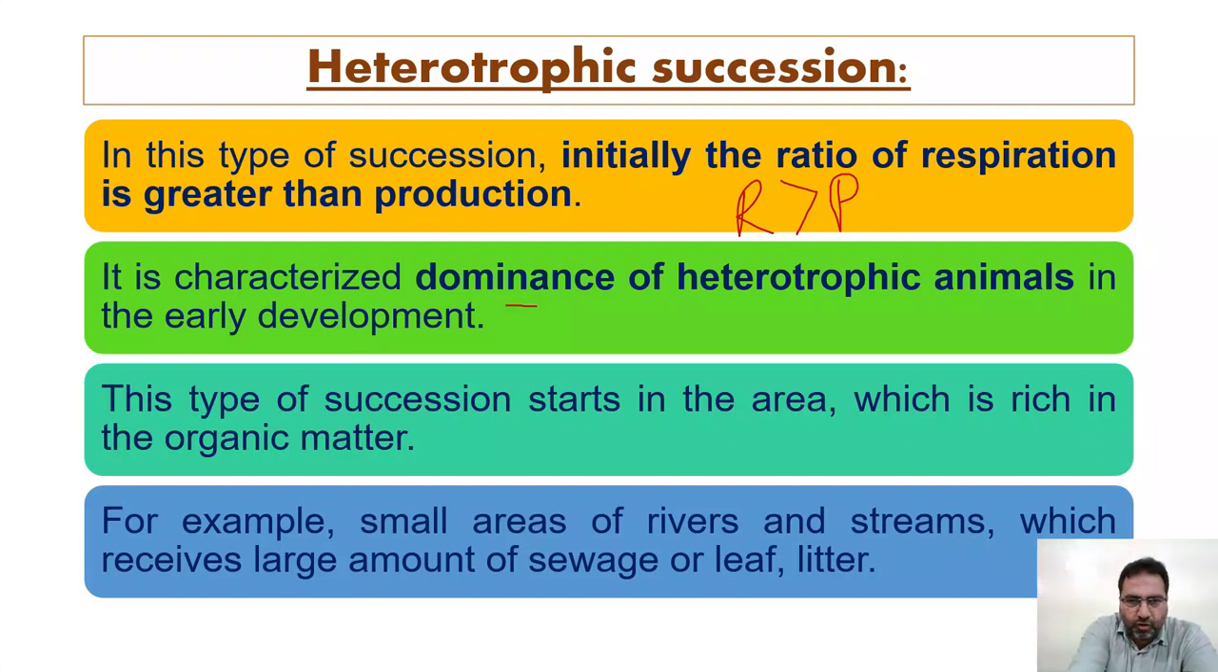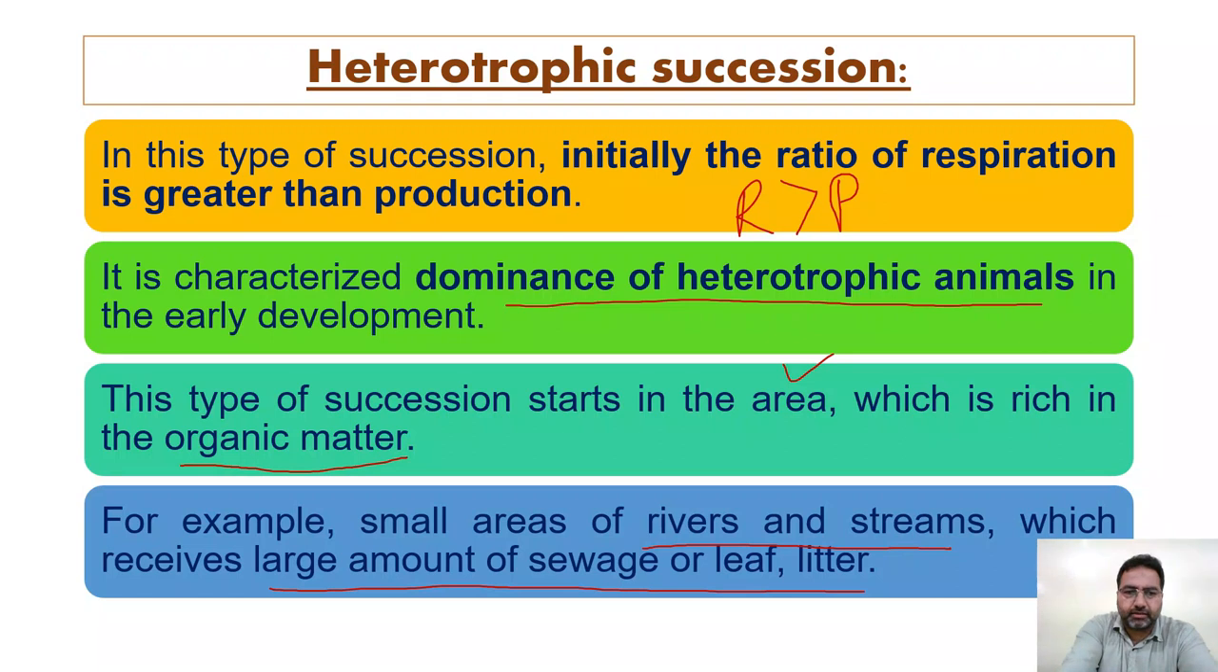So it is characterized by the dominance of heterotrophic animals, whereas the earlier case was characterized by the dominance of autotrophic organisms. This type of succession starts in an area which is rich in organic matter. Taking an example, small areas of rivers and streams which receive a large amount of sewage or leaf litter can be examples of heterotrophic succession.